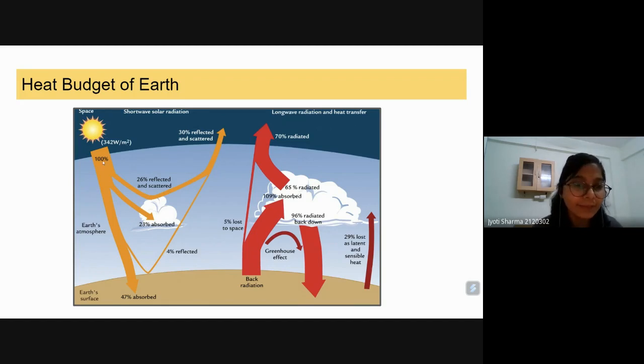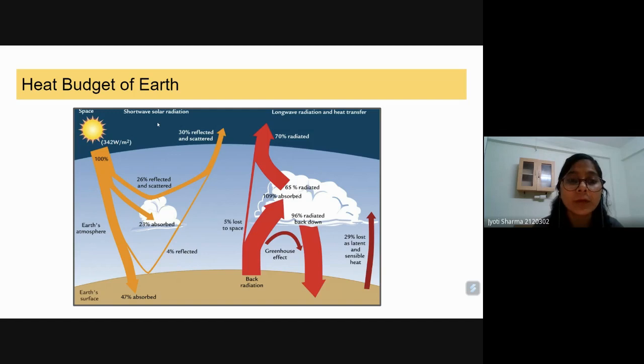Here we have 100% incoming solar radiation, out of which 26% is reflected or scattered by the clouds, and 4% is reflected by the earth's surface. So 30% of the solar radiation has escaped into outer space, and the nature of this radiation is short wave. Because 30% has escaped, the remaining is 70%. These 70% is in the form of long wave radiation.